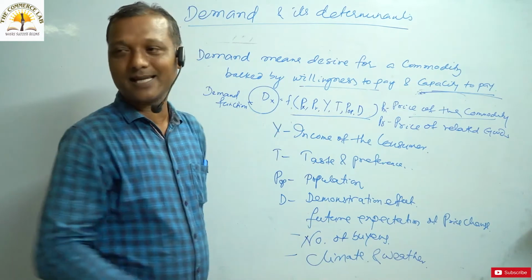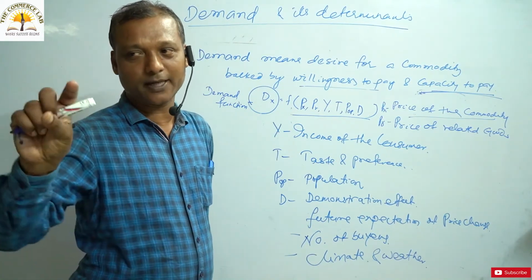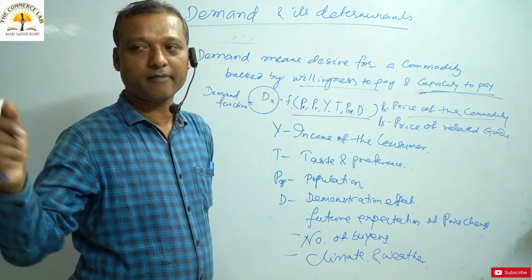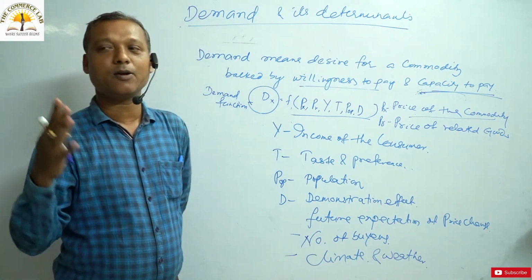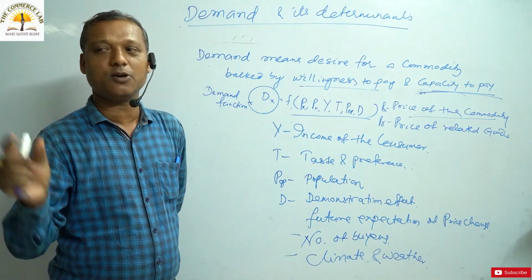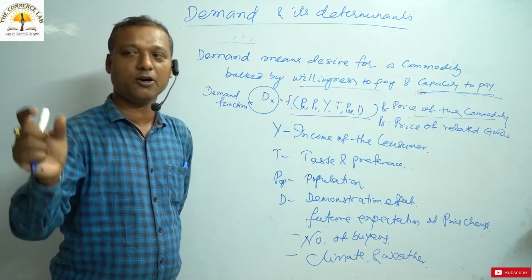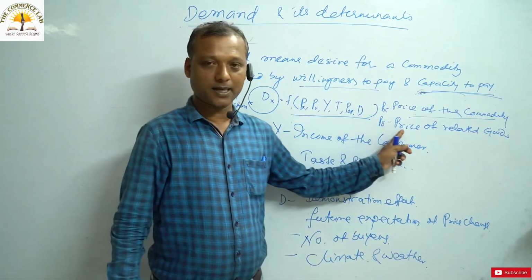I went with the example of egg. Simply, I explained how the price of a commodity determines the demand. And now you remember very simply, the relationship between price and quantity demanded, or demand, is inverse. Price and demand of the same commodity is an inverse or negative relation. Next, we will discuss the price of related goods.